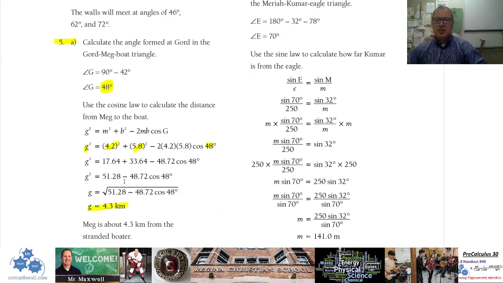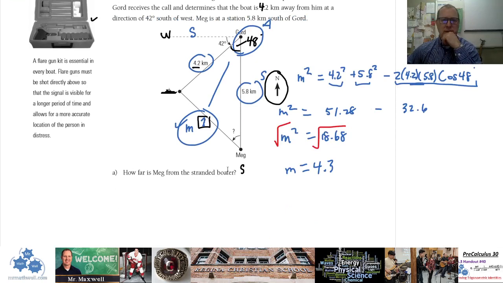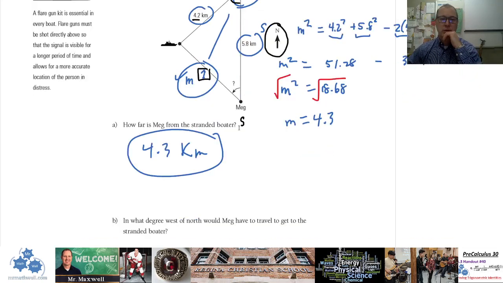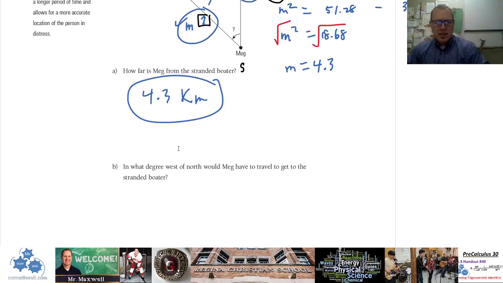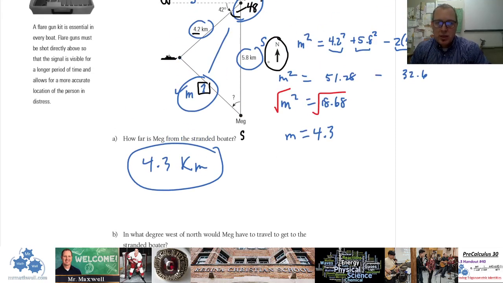Boom. Let's take a look at 5B here real quick while we're here. Oh, yeah, this is one. So how far is Meg from the stranded boater? I guess you want to be careful to, Meg is 4.3. What's the units? Kilometers, okay, from the stranded boater. So there you go. Make sure you have your units there. Now it says, in what degree west of north would Meg have to travel to get to the stranded boater? So west of north. In our diagram, we see we have another little question mark here for this angle, and that's the angle we're looking for, okay?